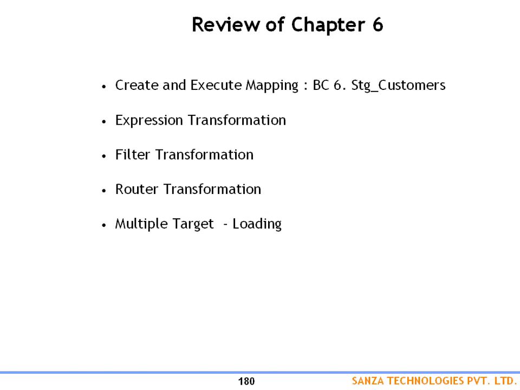So the difference between a filter and a router is that with filters, however many filter transformations you have, the input data is read that many times and tested against all the filter conditions. Whereas a router reads the input data only once and tests the records against all the user-defined groups. If a record does not satisfy any user-defined group, it goes to the default group. This is what we did in chapter 6.